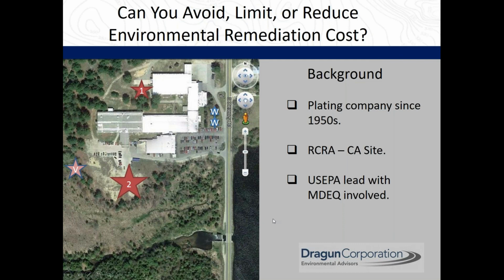Additionally, there were 2 water wells represented by the blue dots with the W's. There were 2 water wells up by the plant that were used both for production and for drinking water at the site.